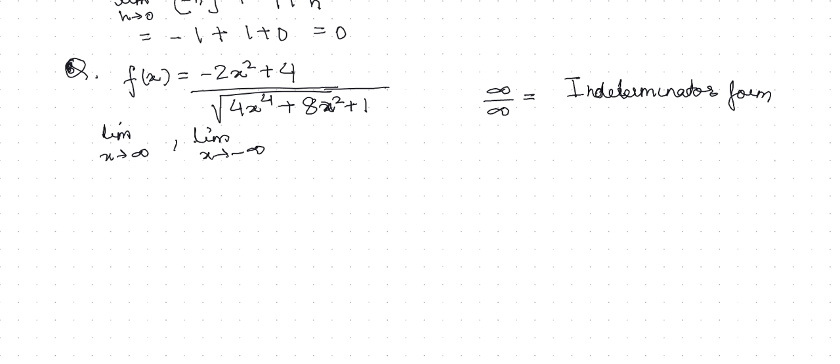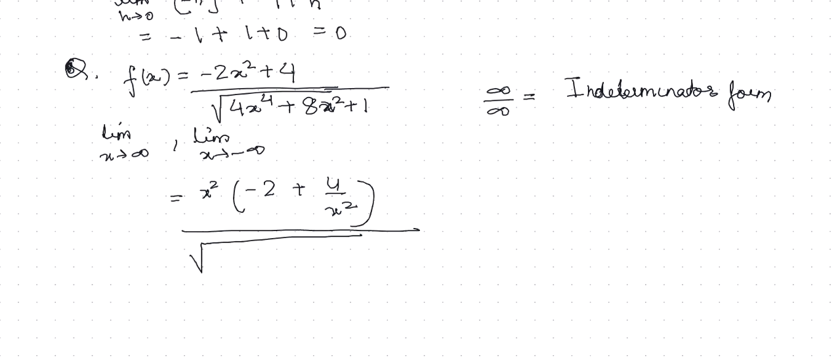So in this, another thing which we would do is factor out the highest power of the denominator. So this would give us x raised to power 4, 4 plus 8 over x square, plus 1 over x raised to power 4.